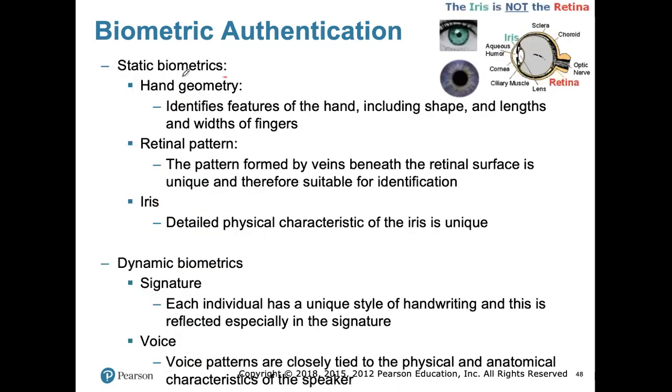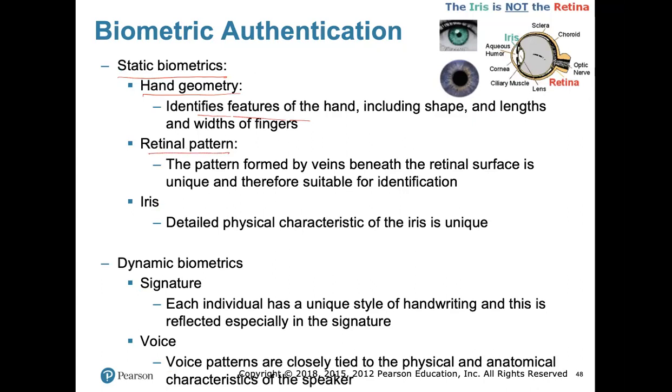Other static biometrics I want to list for you: hand geometry, the geometry of the hand, how your fingers are placed or positioned, the lengths of your fingers. Sometimes there might be some angles, and fingers might not be completely straight. So we identify features of the hand, including shape, length, and width, and we use them for authentication.